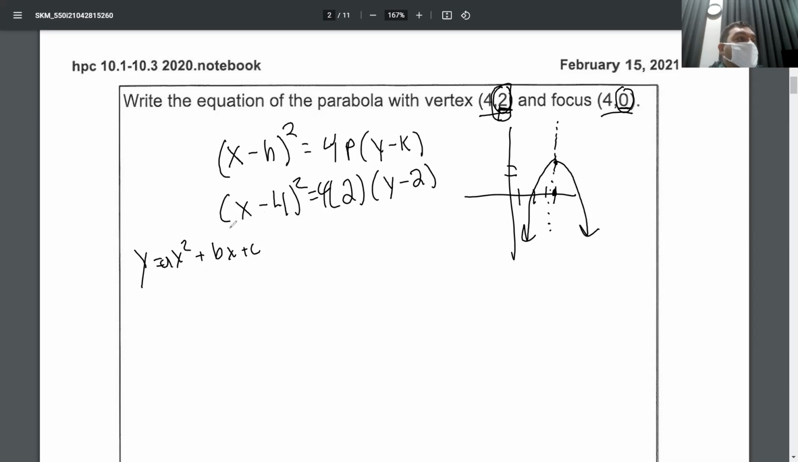On the left side, we got x minus 4 squared. Do not distribute the square. You have to FOIL it out, which will become x squared minus 8x plus 16 on the left side. On the right side, we have 4 times 2, which is 8, and then 8 we could distribute, 8y minus 16.